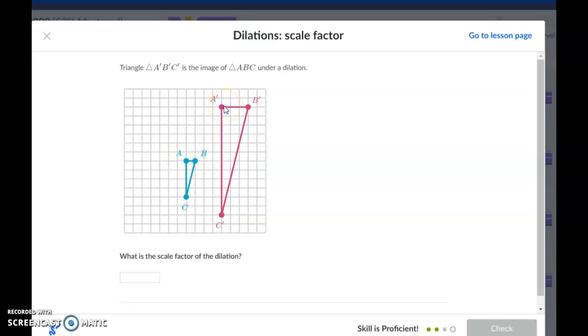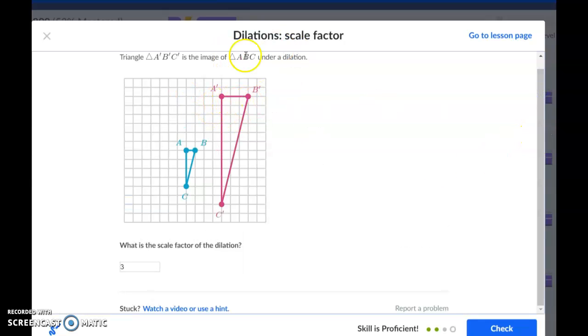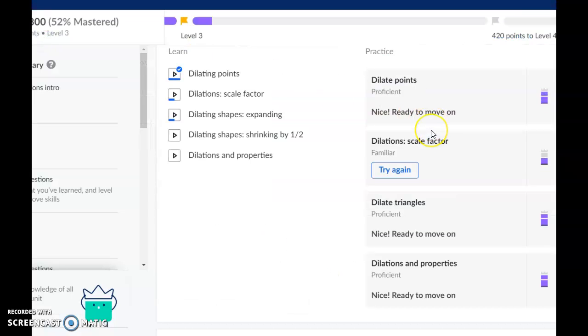And then over here, if we count from A prime to B prime, it's 1, 2, 3. So from 1 to 3, the scale factor was 3, because if we start at 1, we have to multiply 1 by 3 to get to A prime B prime. Okay, I'm going to go ahead and check this. Alright, I'm going to exit out of this.